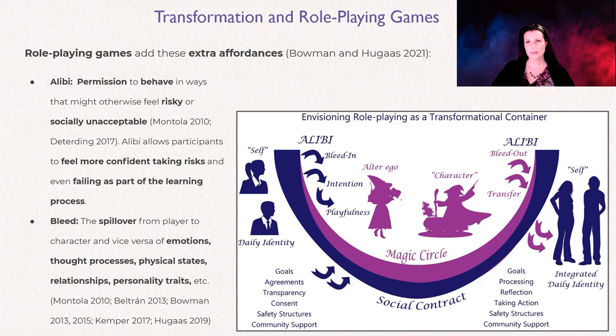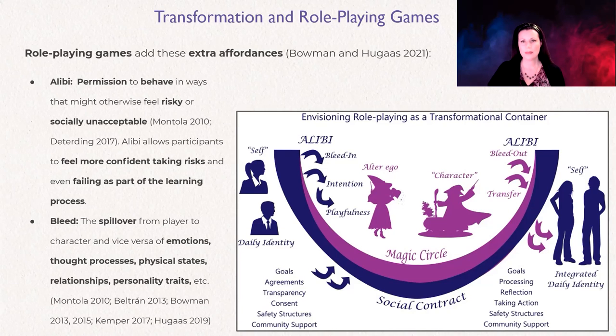And then there's bleed, which is sort of a counterpoint to that, in that there's this spillover from the player to the character and vice versa in some cases. The spillover can be emotions, thought processes, physical states, relationships, personality traits, even paradigmatic belief systems, things like that. And when that happens, then there's this porousness in the magic circle of play. And there are things that can be carried in or carried out with us if we use bleed intentionally, meaning bleed itself can be a very unconscious process. It isn't necessarily something that we always know when it's happening or why it's happening. But once it is happening, we can steer towards certain bleed experiences, or we can distill some treasure from that, basically, and bring it out with us.